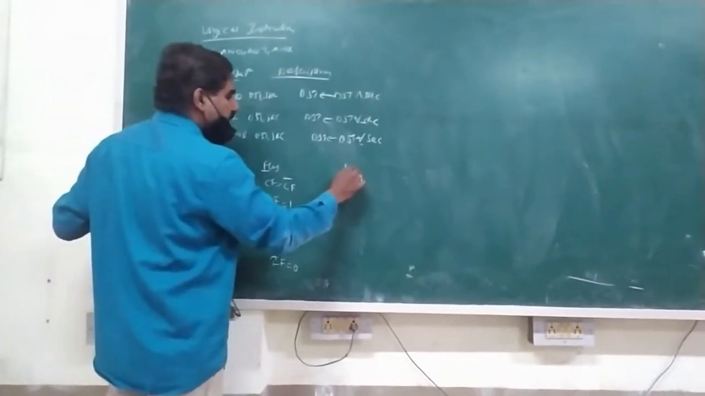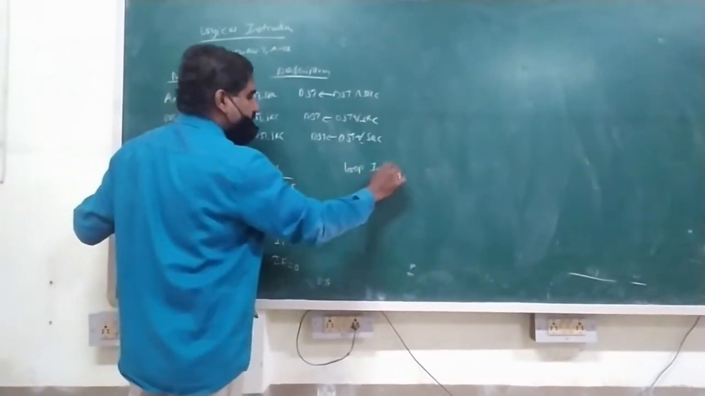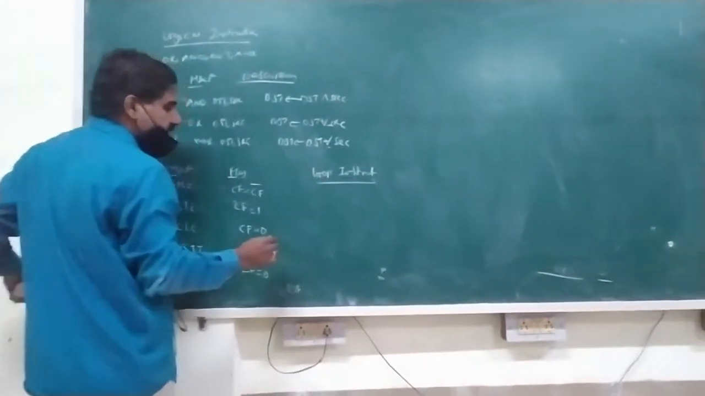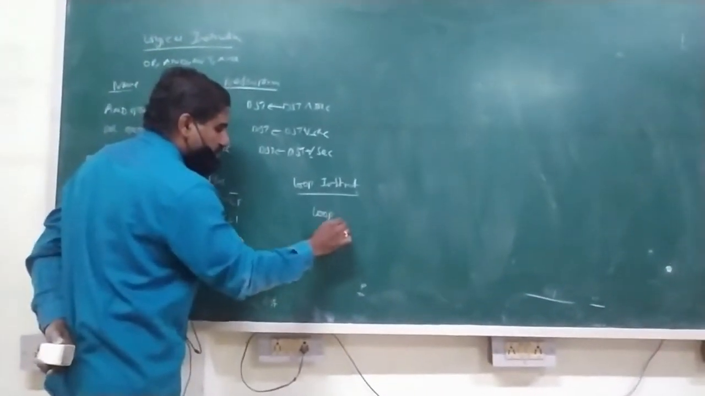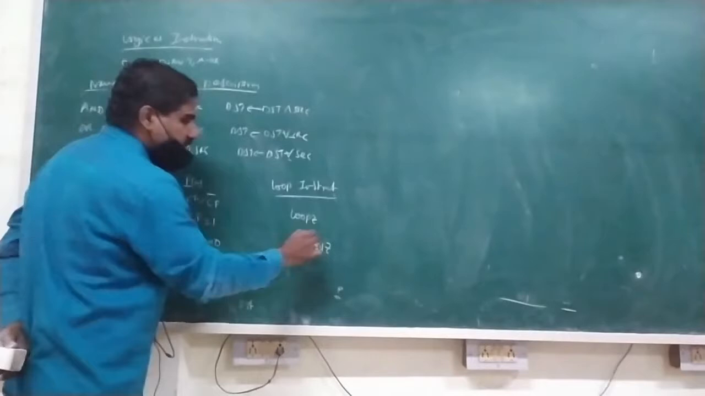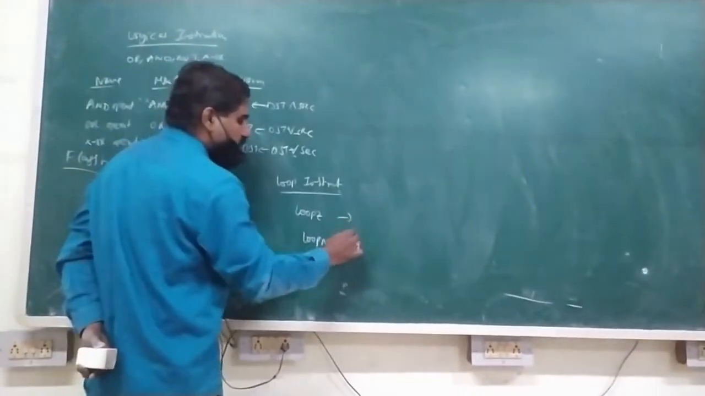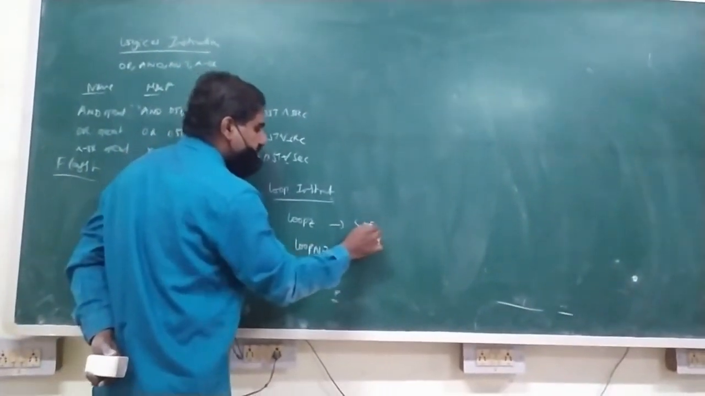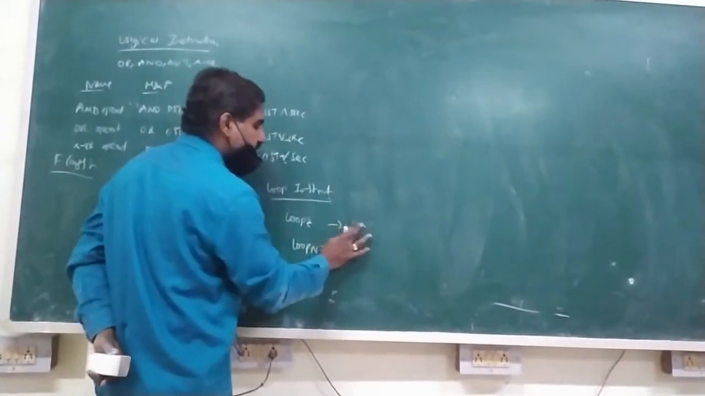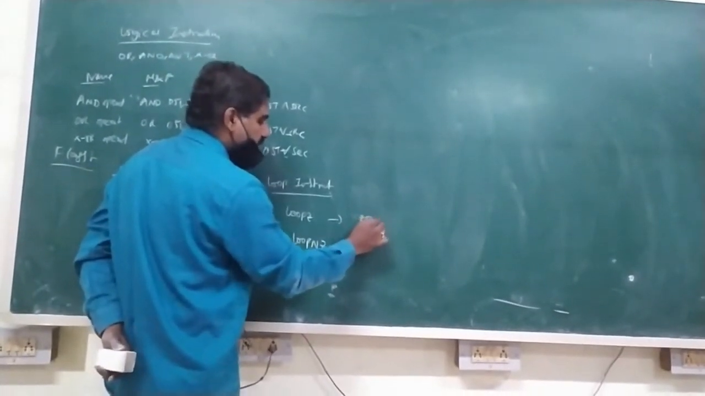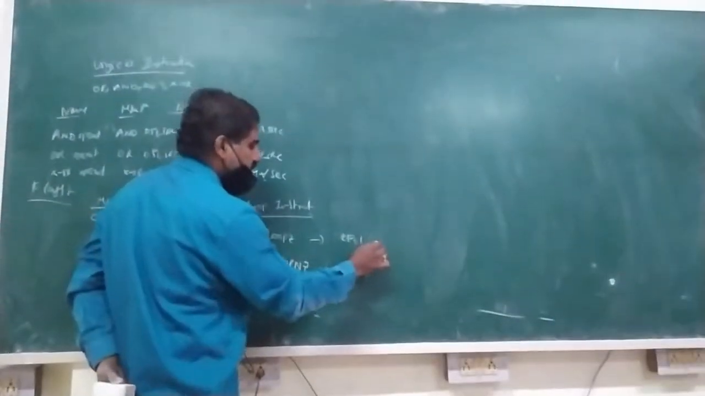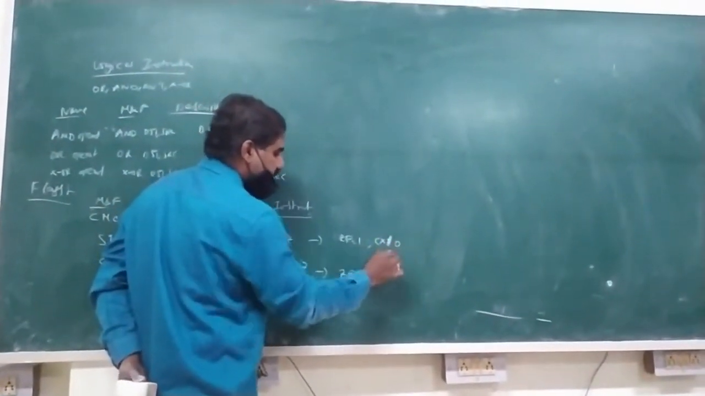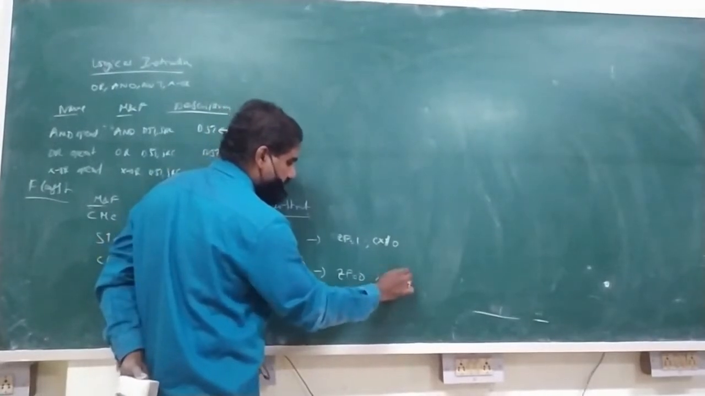After that we are having the loop instructions. Loop instructions are mainly of two types: loop with zero and loop with no zero. In both, the CX register will be activated. In this, the zero flag will be affected. The zero flag will be set, and CX will be affected. CX means the count register.